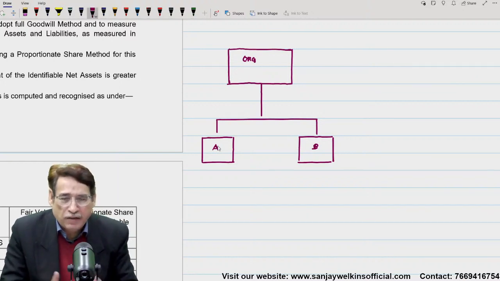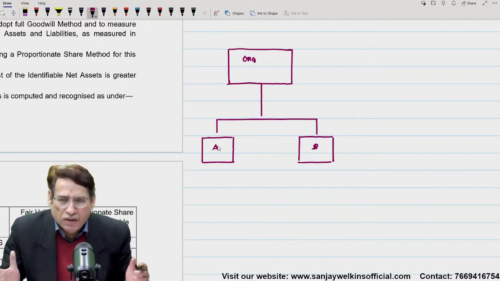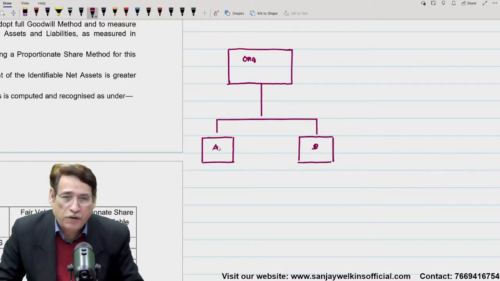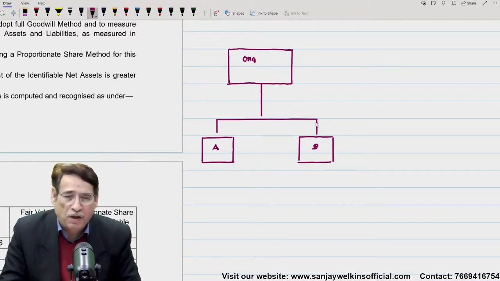Presume that division A is dealing in mobile phones, and division B, let us say, is dealing in computers. Since the last 4-5 years, what we are noticing from the perspective of this organization is that division B is not functioning up to our mark or up to our expectations.